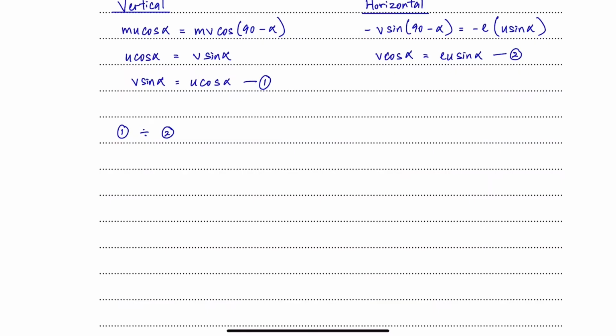So first we have V sine alpha divided by V cos alpha, which is tangent alpha. And for the right side, we have U cos alpha divided by e U sine alpha, which is 1 over e tangent alpha. So now tangent square alpha equals 1 over e.